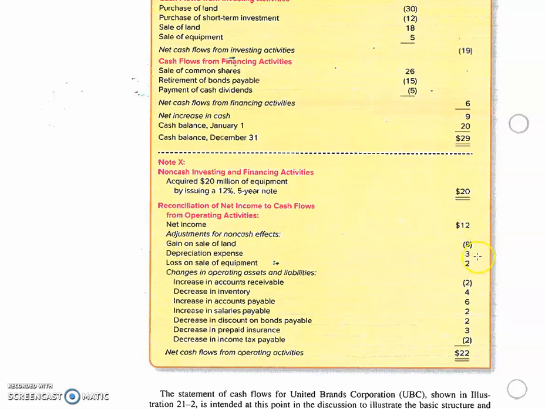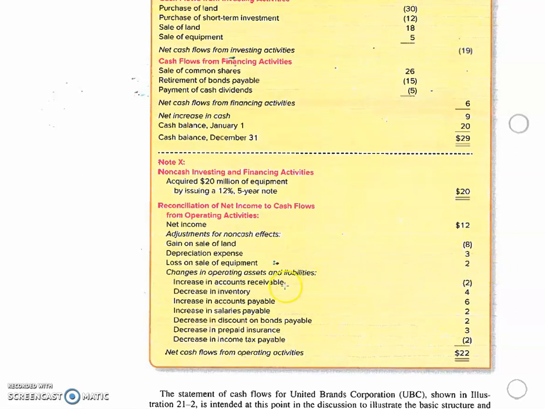Then we see depreciation expense here. Depreciation expense reduced net income, but there was no cash outflow in the current period for that. So we have to add depreciation back. We had a loss on the sale of equipment. That loss on the sale of equipment right here was a factor in determining net income, but it is not a net cash flow from operating activities. So therefore we have to add that back because it reduced net income. We have to take the effect of it reducing net income out of net income to get to net cash flow from operating activities.